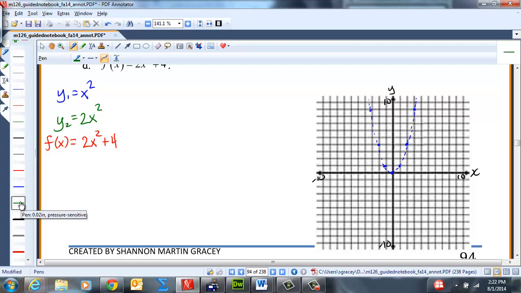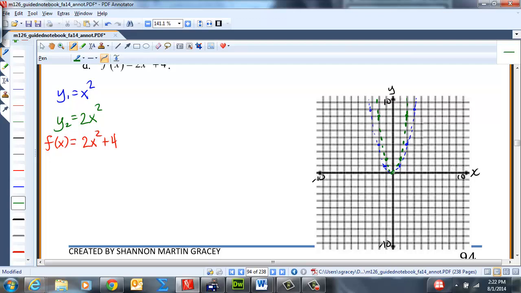So if I double each y value, I still have a point at 0, 0. But instead of at 1, 1, I'll have it at 1, 2. And then using symmetry, I get this other point at negative 1, positive 2. And then instead of 2, 4, I'll have an ordered pair at 2, 8. And using symmetry, I get this one. So it's going to be a narrower graph. I didn't use that other ordered pair because we'd be off the grid.